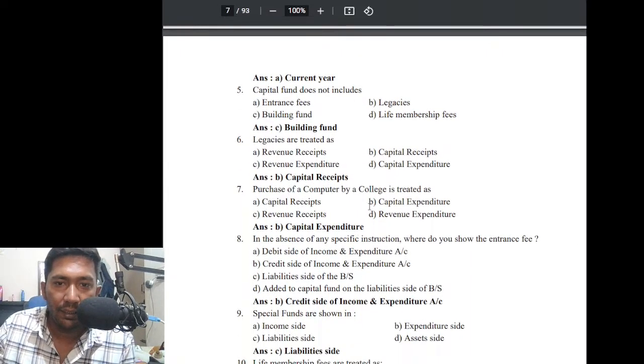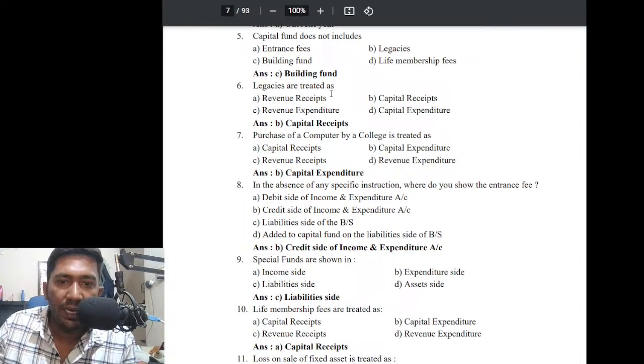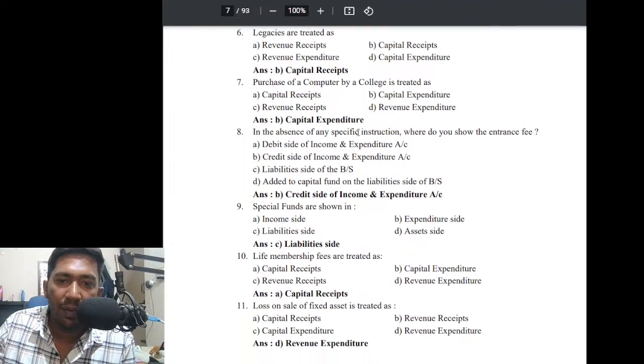The next: capital fund does not include building funds. It includes entrance fees, legacies, and life membership, but it will not include the building fund. The next they have given: legacies are treated as capital receipts, because in the form of legacies, you receive a huge amount. Sometimes you receive properties, cars, shares, debentures, very expensive items. So that's why it is considered as a capital receipt.